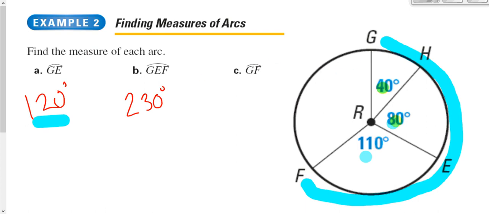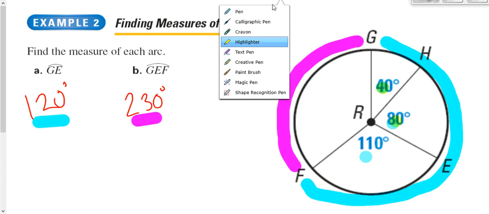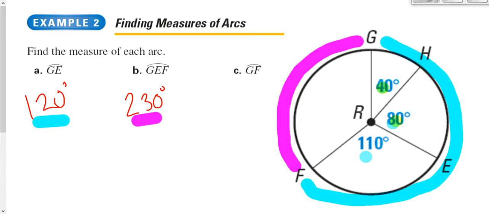Finally, I look at arc GF. GF is that last part here, and I've already found the other parts, so I can just take 360 and subtract off what I already know from the previous answer, and that will give me the last part here. So 360 minus 230 would give me 130 degrees.